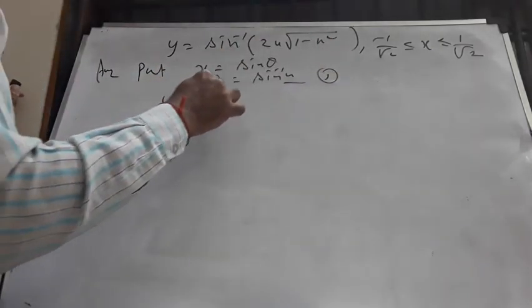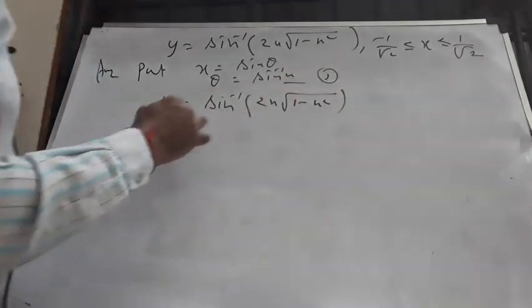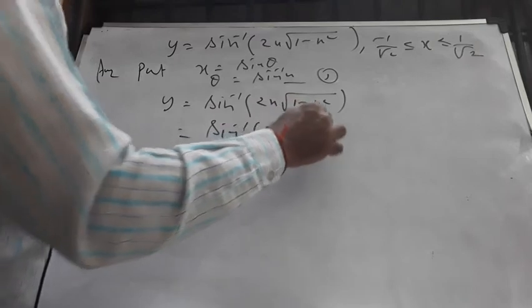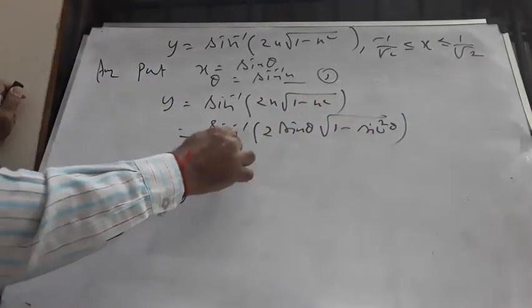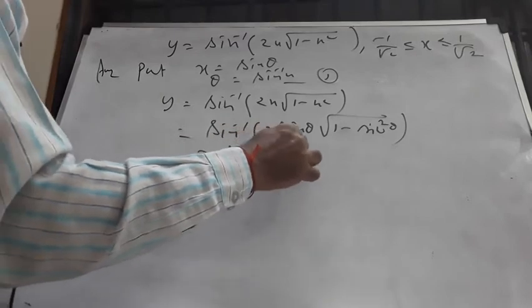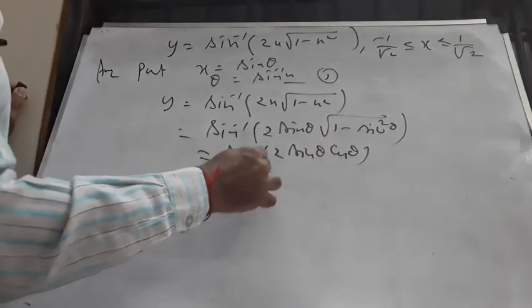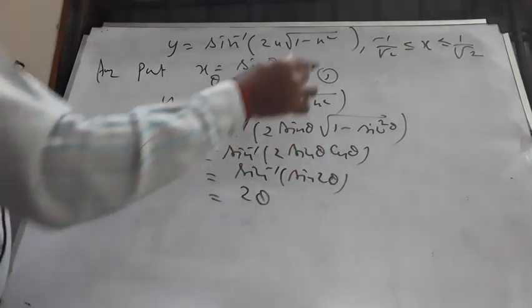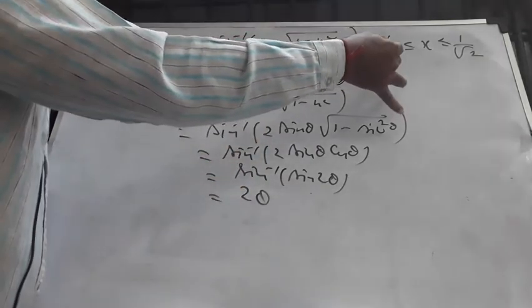Y is equal to sine inverse of 2x root of 1 minus x square. This is sine inverse of 2 sine theta root of 1 minus sine square theta. This is sine inverse of 2 sine theta cos theta. This is reduced to sine inverse of sine 2 theta. You can even prove 2 theta lies in the principal value branch. If you want, I will explain orally.